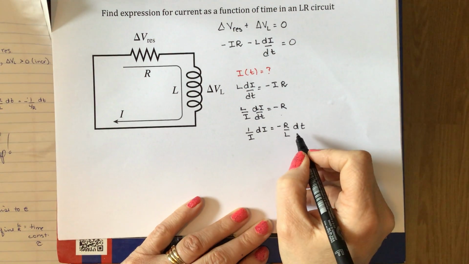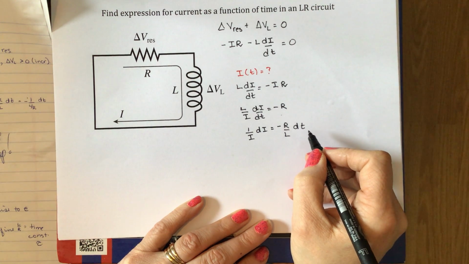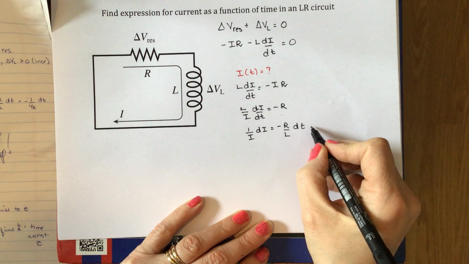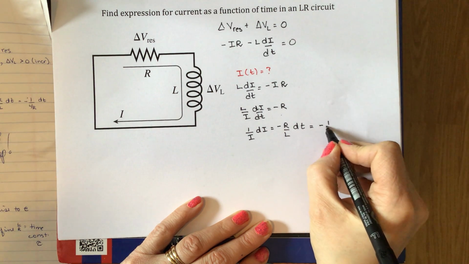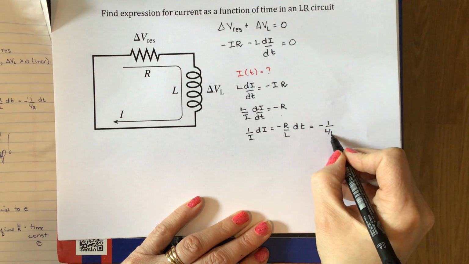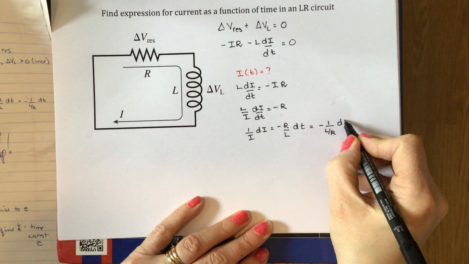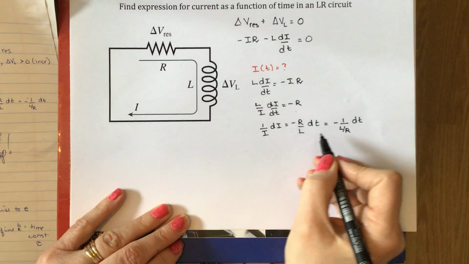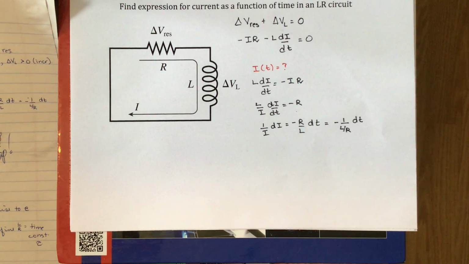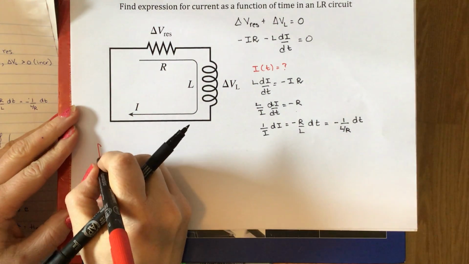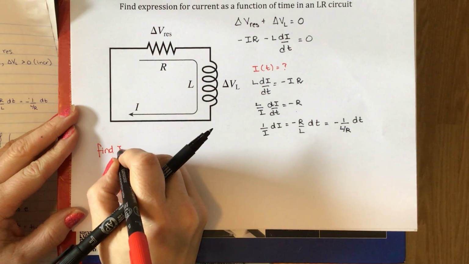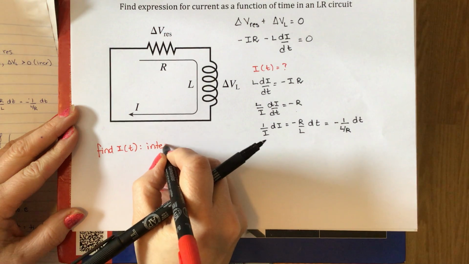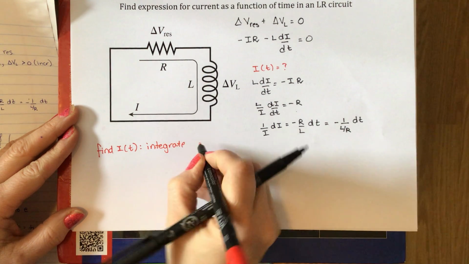One extra step we're going to take here, because I said this was going to end up a little bit like a capacitance circuit, I'm going to get my R down in the denominator. Minus 1 over L over R dt. So now I have an expression which I'm certainly able to solve. Like I said, we're trying to find I of t. So let's integrate both sides over appropriate limits.